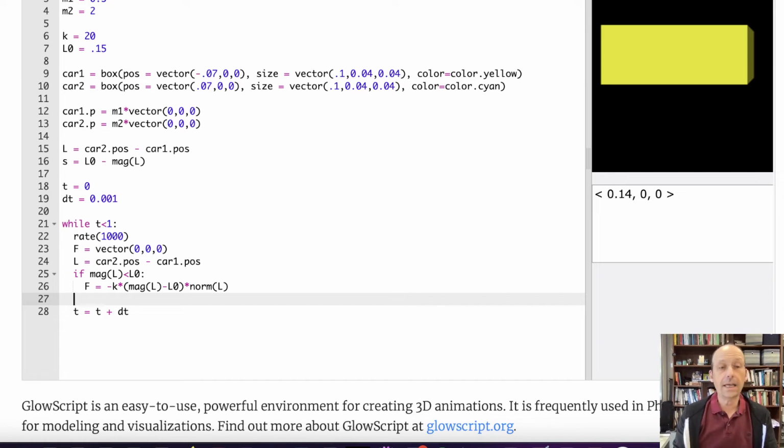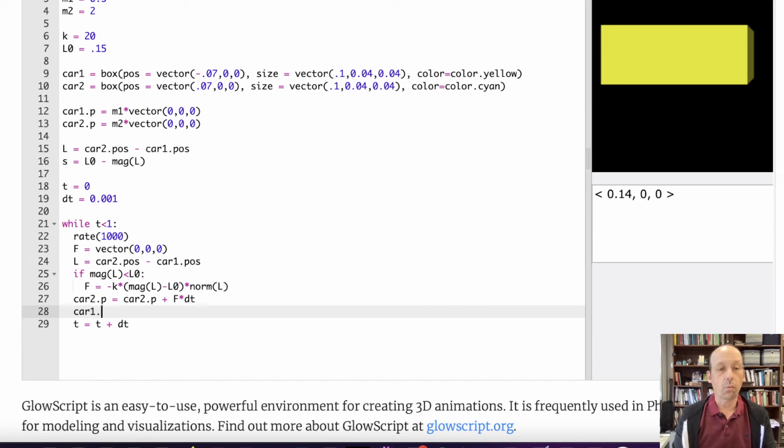Okay, so now I can update the momentums. Car2.p equals car2.p plus F times dt. Car1.p equals car1.p minus F times dt. Because remember, if the force of the spring pushes to the right on car2, then it pushes with the same magnitude to the left on car1.